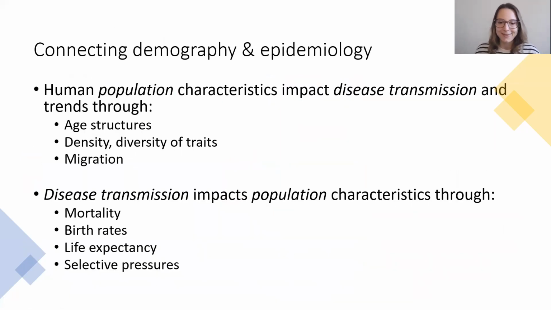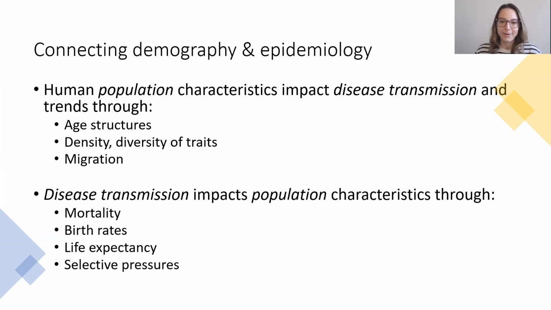So how do we connect a lot of these different things together? Why do we talk about both demography and epidemiology at the same time? Why do we have these two models together? Well, we talked about how human population characteristics impact disease transmission, in the way that age structures are impacted differently, so child versus maternal health versus older age individuals, but also characteristics like density, diversity of different traits in a population, as well as human migration.